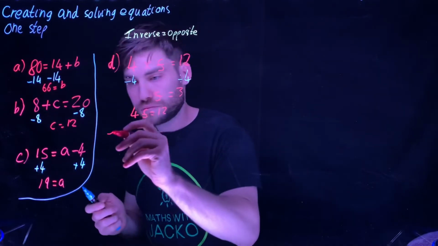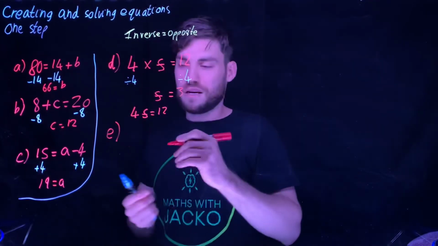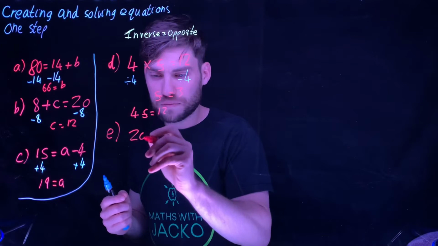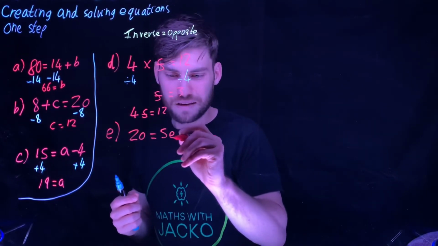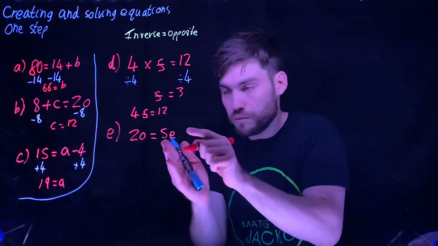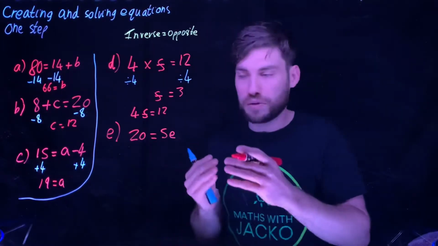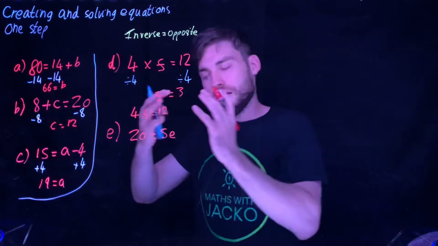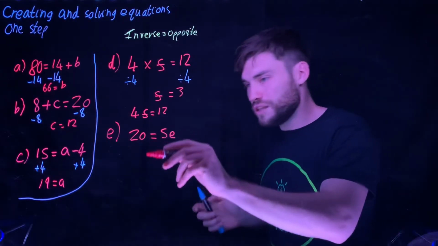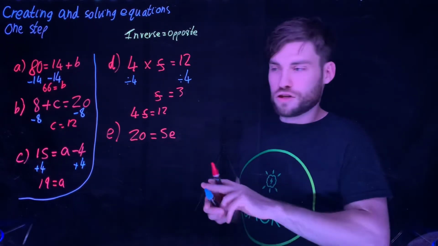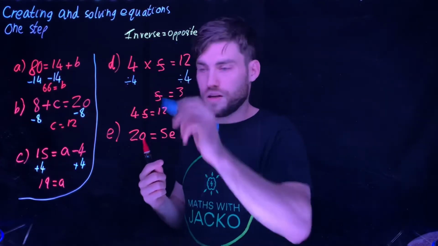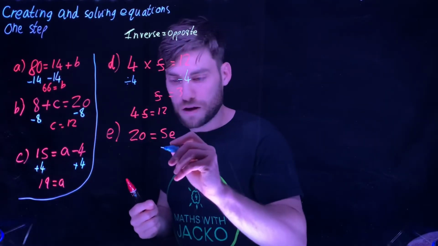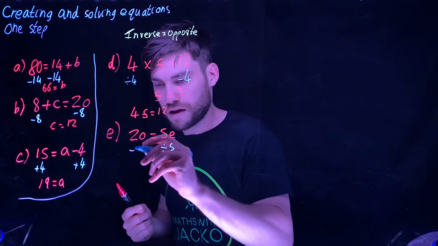Right, so we'll do another one for e. Let's say I had 20 equals 5e. Remember what a number next to a letter means? It means multiply: 5 lots of something equals 20. So pause the video and see if you can solve that. What's the inverse? Key word inverse, you really need to know it. The inverse of multiplying by 5 is dividing by 5.